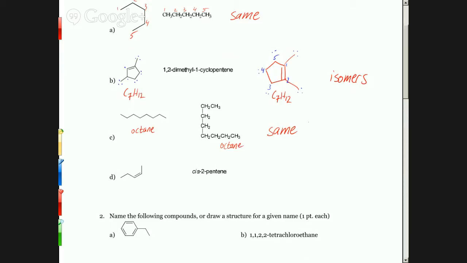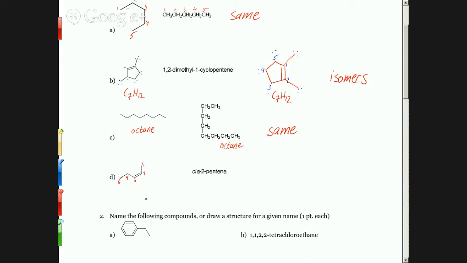Okay. And what do you think about D? I think they're different. Okay, let's look at it. Since we have a name here, let's try to name this one. Let's do it that way this time. So we have to count our longest chain, and this one has a double bond, so we want the double bond closest to 1 as possible. So that means we're going to start over here and go 1, 2, 3, 4, 5.